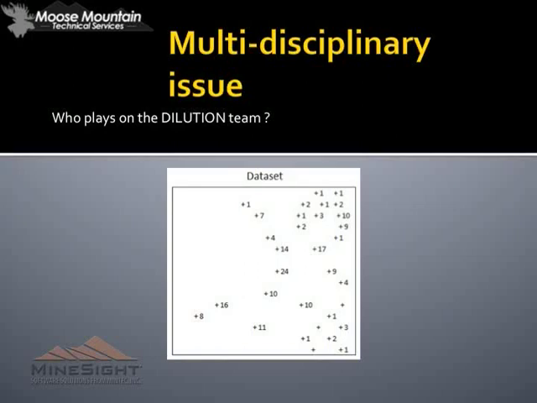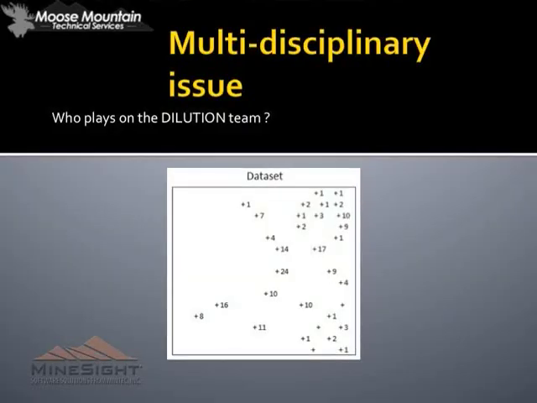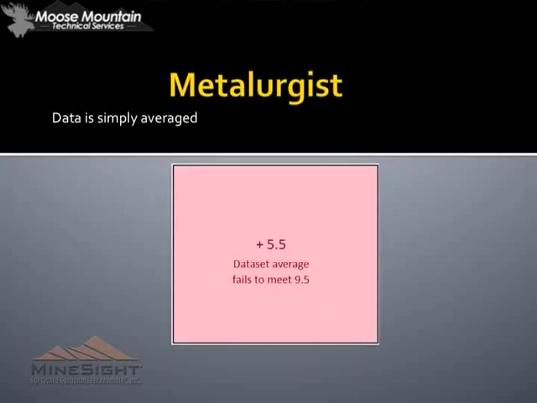So here's just a bogus data set. We'll call it Mintium. You won't find that on the periodic chart. Okay, cutoff grade of 9.5 grams a ton. Okay, so here's a data set, one big block. If we handed that off just to the metallurgist and he did his assays and averaged it out, the grade average is 5.5. It's not going to make it. We don't have a mine.